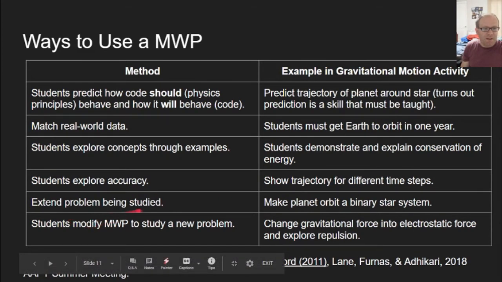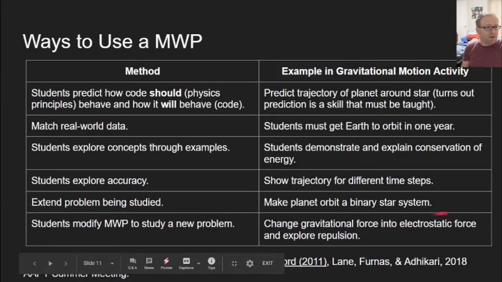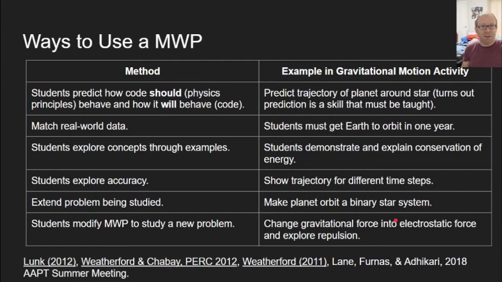Students can also modify the MWP to study a new problem. So maybe you finish the unit on gravitational motion. The students feel pretty confident about that. And then you ask them to replace the gravitational force with the electrostatic force, and then they can start exploring electrostatic repulsion as well as attraction.